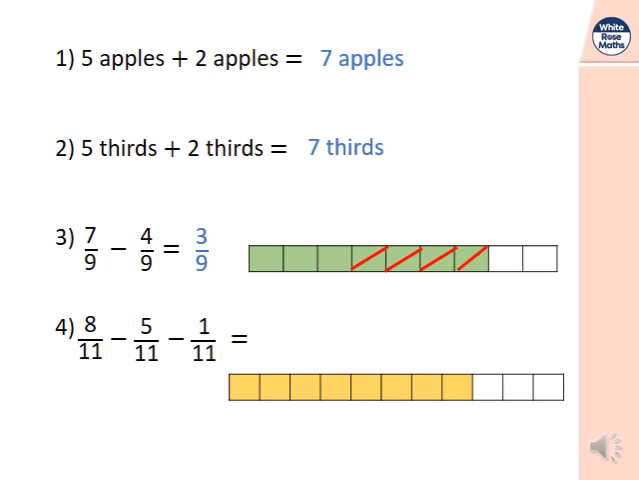Then we had question 4. We had 8 elevenths. Take away 5 elevenths. Take away 1 11th. And the same, we have the fraction bar split into elevenths. 8 of those are shaded, so 8 elevenths. We take away our 5 elevenths. Then the 1 11th. And that leaves us with 2 elevenths.